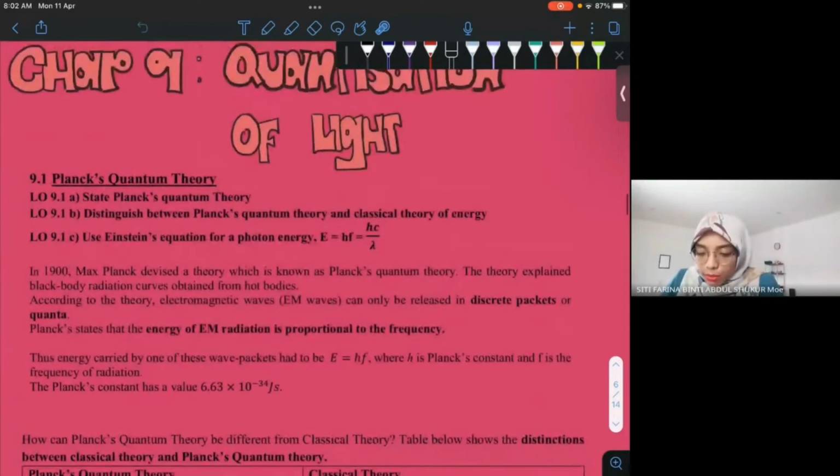Alright, so chapter 9, quantization of light. 9.1 Planck quantum theory. We have 3 learning objectives in this subtopic. The first one is to state quantum theory, to distinguish between Planck's quantum theory and classical theory of energy, and to use Einstein equation for photon energy, E equals hf, which is also equals to hc over lambda.